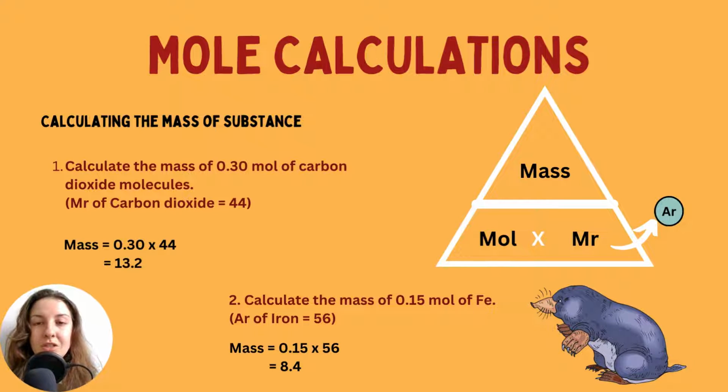So these are some questions then. Calculate the mass of 0.30 moles of carbon dioxide molecules. And we've been given the MR, and the MR of carbon dioxide is 44. Where does that come from? Well, like I said, you go to the periodic table and you look up carbon, which is 12, the mass of it. You look up the oxygen, and you would find that it's 16. And there's 2 lots of oxygen in carbon dioxide. So we do 16 times 2 plus the 12 carbon, and that will give you an answer of 44. So that's where that number comes from.